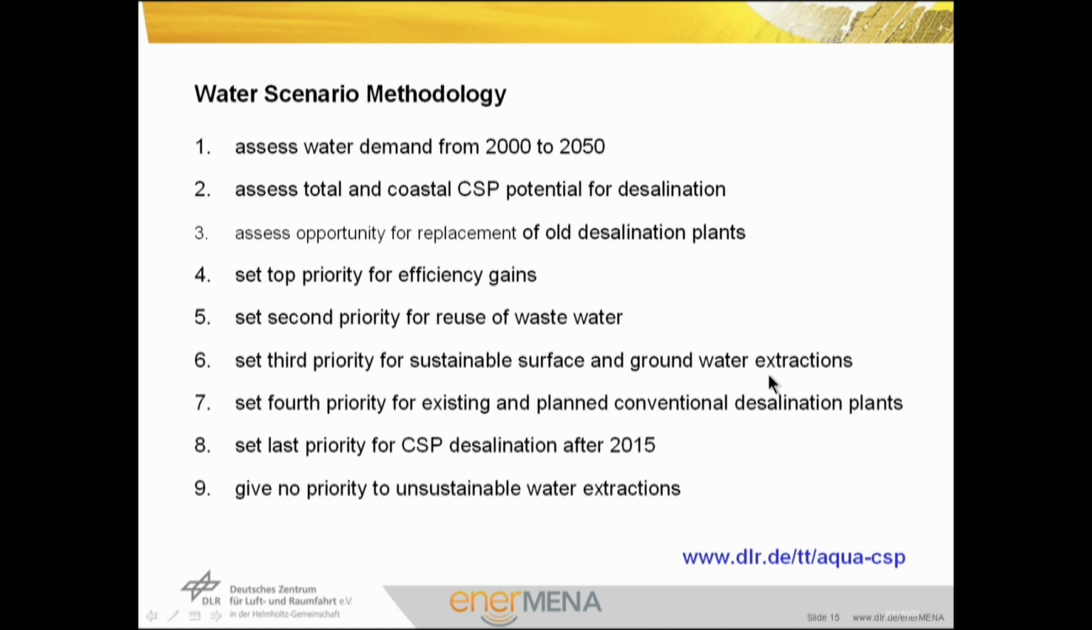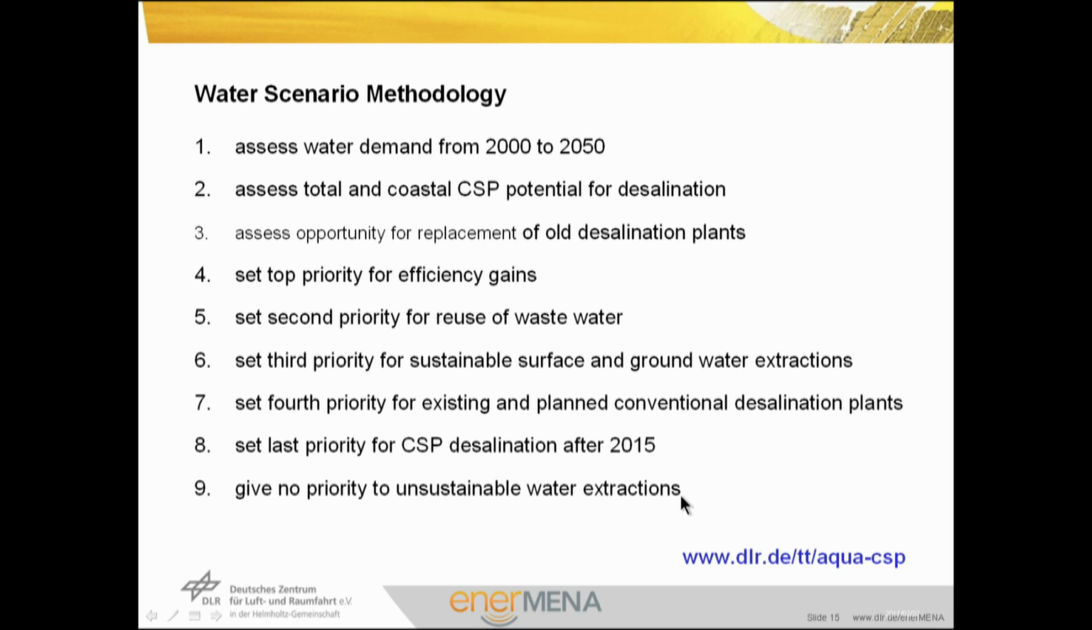The next priority was set for existing and for planned conventional desalination plants, which are already in the pipeline of being constructed in the next 5 to 10 years. And the last priority was given to CSP desalination plants after the year 2015. That means deficits that would occur after 2015 would preferably be covered with CSP desalination if no other options are available at the scale needed. To unsustainable water extractions, to the overuse of groundwater, no priority was given, because this is already a problem rising in many regions.